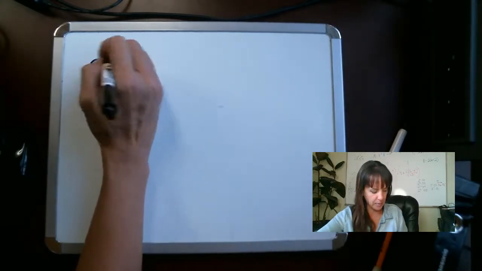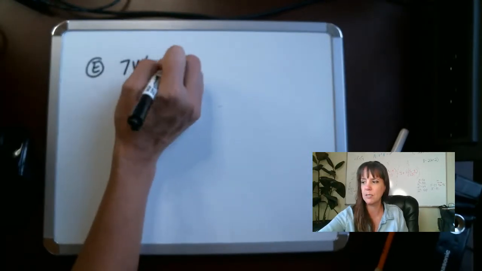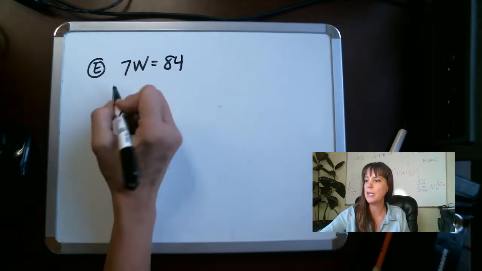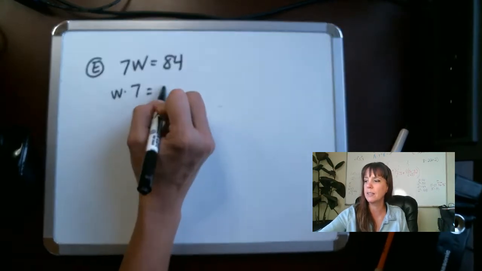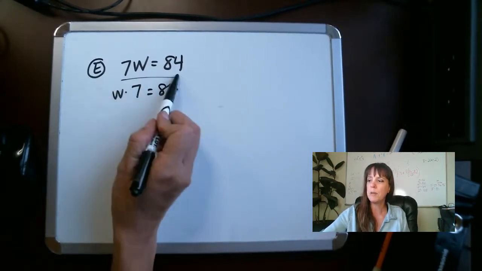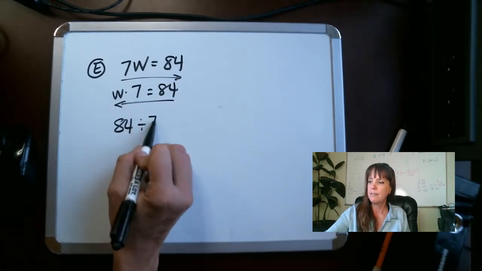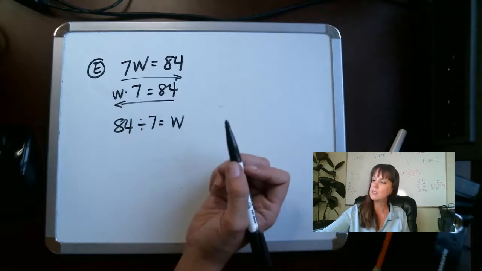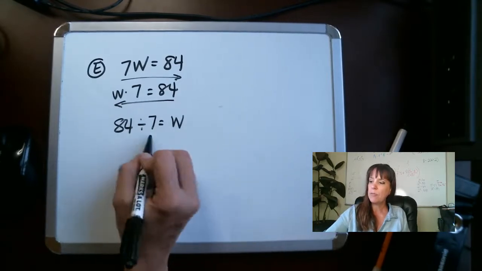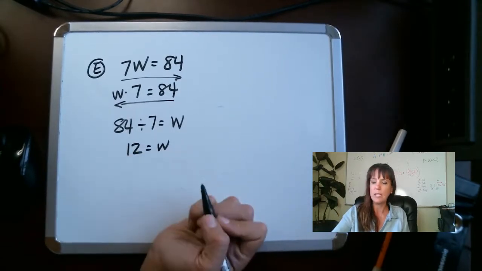All right, for E, we have 7W equals 84. Now remember, this is multiplication, so we can swap it around to get that letter in the front. Multiply in this direction, divide in this direction. 84 divided by 7 equals W. Good. 84 divided by 7 is 12, so 12 equals W.